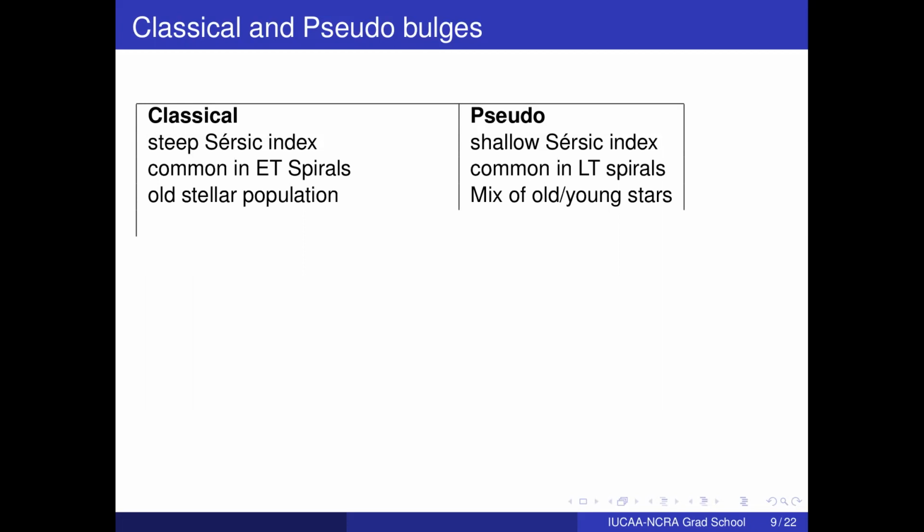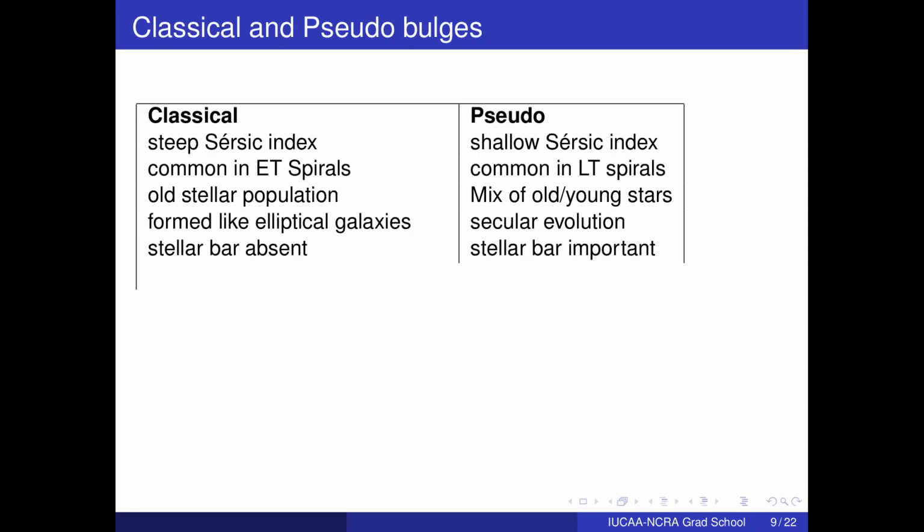Classical bulges have an old stellar population, and these have a mix of old and young stars. These formed like elliptical galaxies, and these formed through a process known as secular evolution. Secular evolution means an evolution that is independent of its environment. So the galaxy itself undergoes changes over time within its structure, independent of any other environmental effect, no mergers, no anything. In classical bulges, very often a stellar bar is absent, and in pseudobulges, it's very often present, and it plays an important role in the creation of the pseudobulge itself.